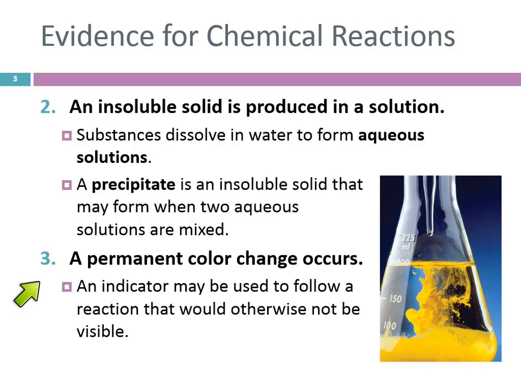A permanent color change. Here we've got the solid forming and a color change. There was nothing yellow there before, and now there's something yellow. That tells us that a chemical reaction has occurred. Sometimes we use things such as indicators that allow us to see that a reaction has occurred, even though we can't detect it with our eyes otherwise.